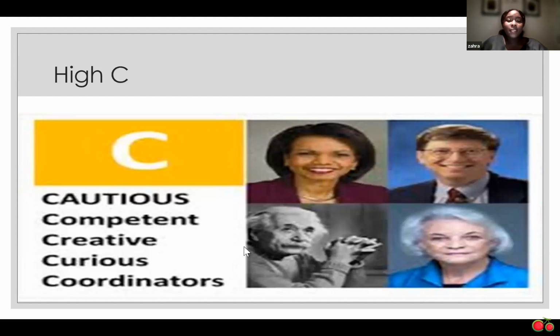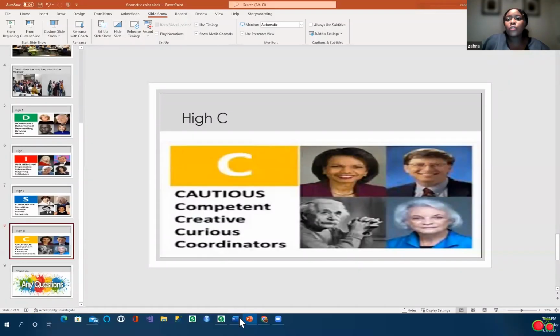And then you have your high Cs. Your high Cs are reserved and task oriented. They make decisions slowly, only after careful consideration of the implications. While the high Cs are reserved, they tend to act with purpose and focus when they're making decisions. In a way, the high Cs can sometimes be confused with a high D. So I would like to move on to my dashboard.